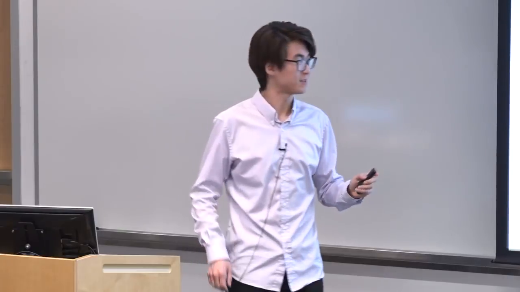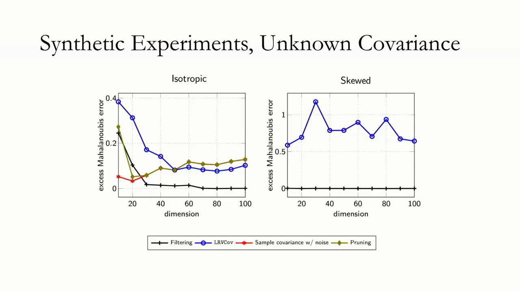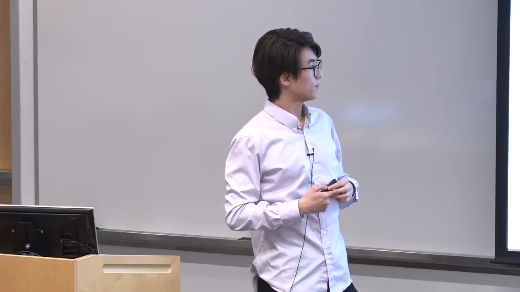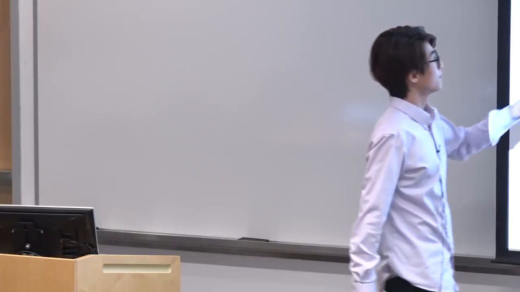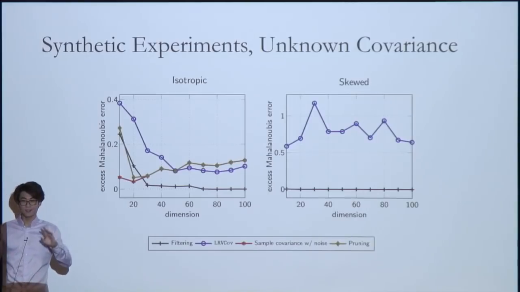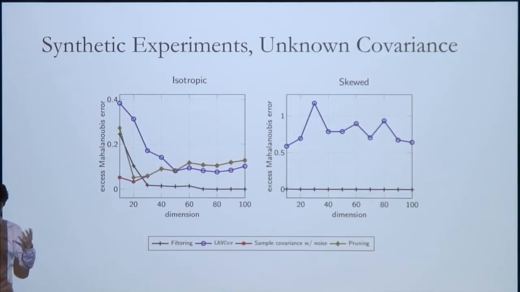Somewhat unsurprisingly, it doesn't work very well. But so we have this setting where we take the isotropic case, and we also took a setting where the distribution was more skewed. And we ran all the defenses on all these settings, and we plotted the error. Mahalanobis error turns out to be this relative Frobenius norm error, which turns out to be the right notion for this problem.